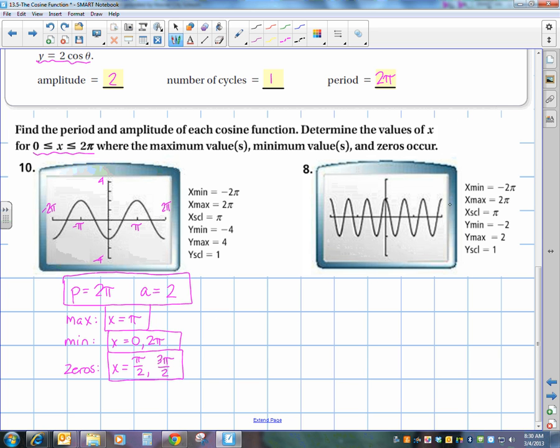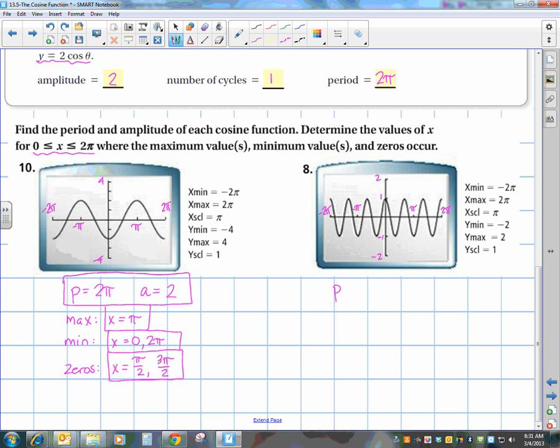This one can be a little bit trickier, but we got the same information. We're going from negative 2 pi to 2 pi. Our scale is pi, so I know that this tick mark right here is pi. This one is negative pi. My max and min go between negative 2 and 2, so this is negative 2, this is positive 2, and my scale is 1. So I know that we're going between negative 1 and 1.